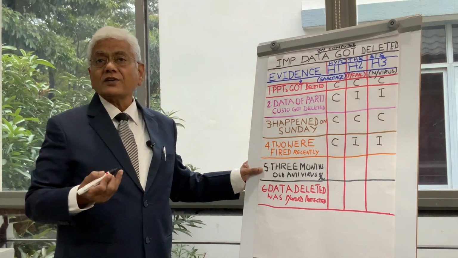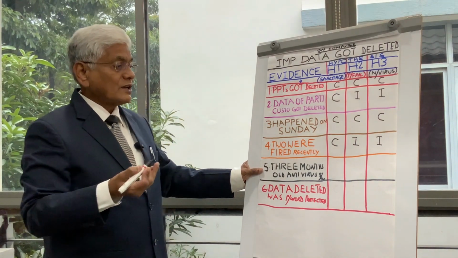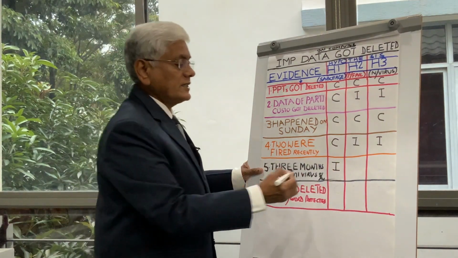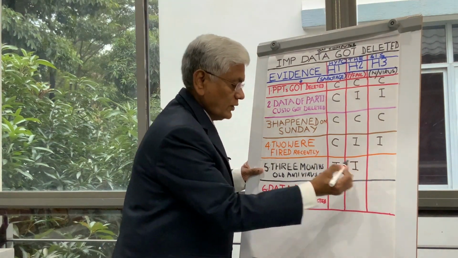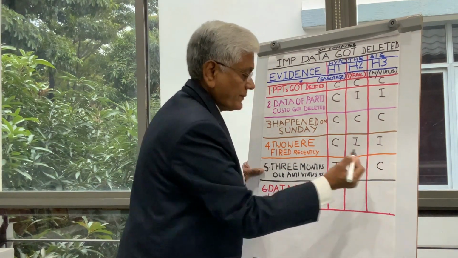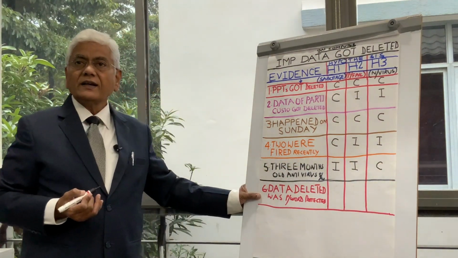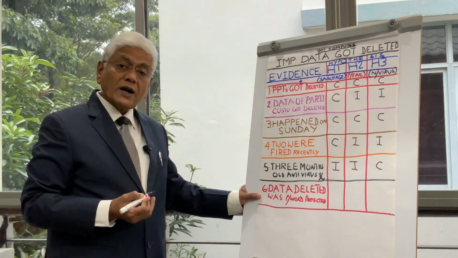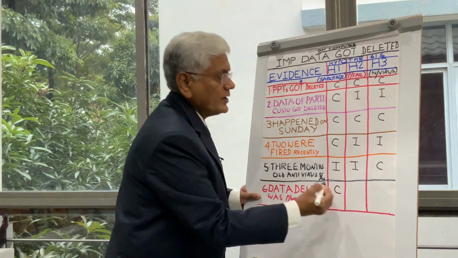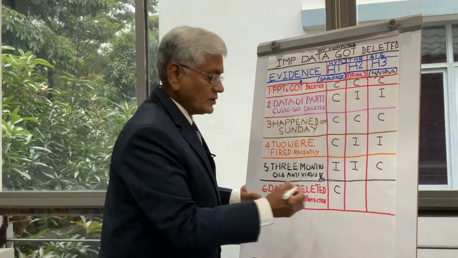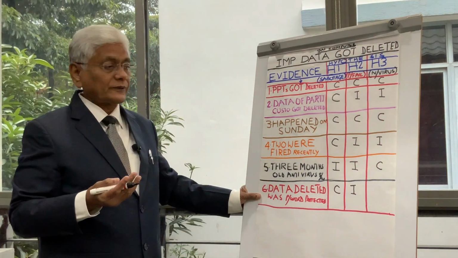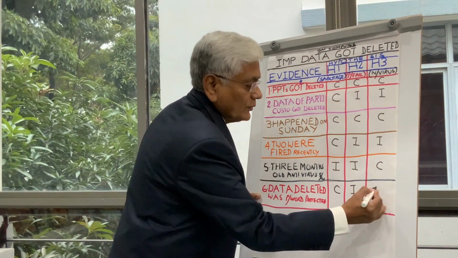Whereas the antivirus software is 3 months old, so it is inconsistent for employee sabotage, it is inconsistent for power failure, whereas for virus attack, it is consistent of course. Last evidence, the data deleted was password protected. So of course it is consistent for employee sabotage. It is inconsistent for power failure because it has no relationship, and it has no relationship to virus.